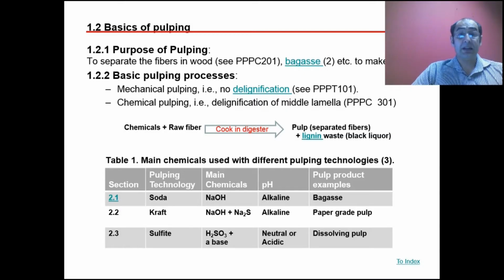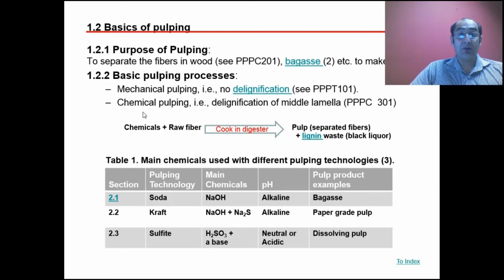As we've said, we want to separate fibers in wood, and there are basically two ways we can do it. The first way is to use mechanical pulping, and in that process we basically just break the fibers apart, so the lignin is not removed, it stays on the fibers. Or we can use chemical pulping, and in that case we get a delignification, or we actually dissolve the lignin between the fibers, and in that way the fibers can separate.